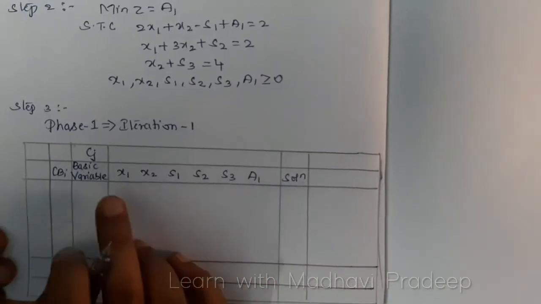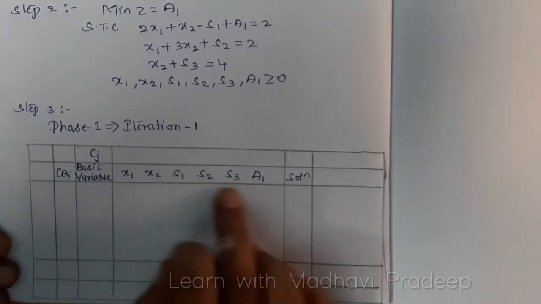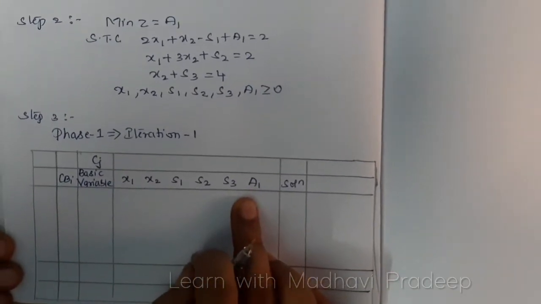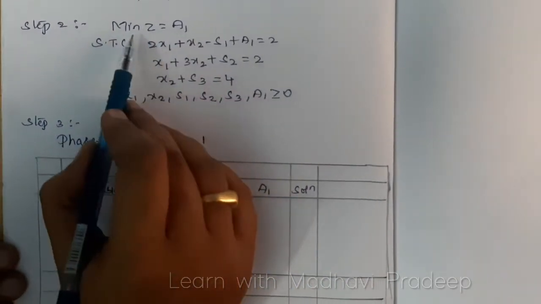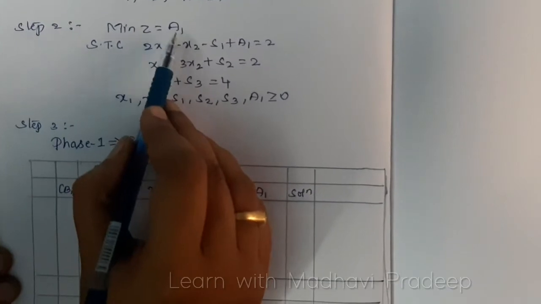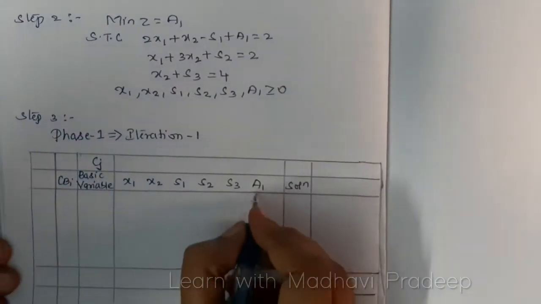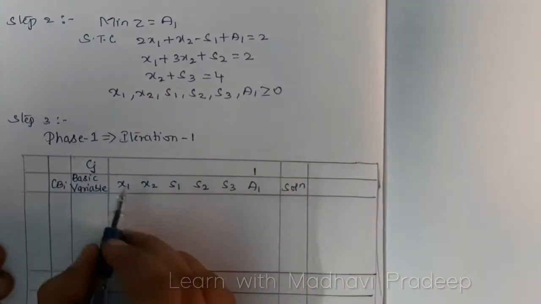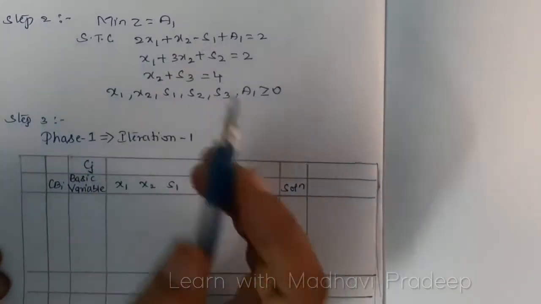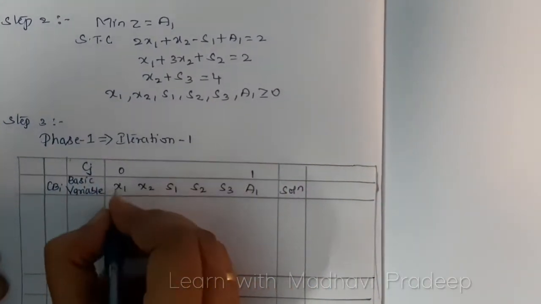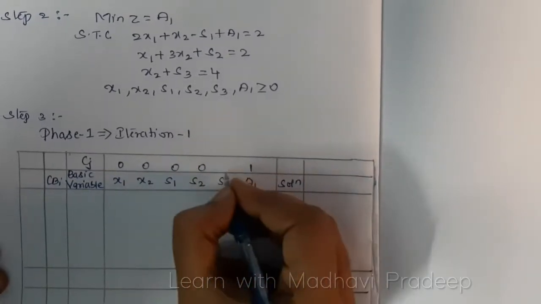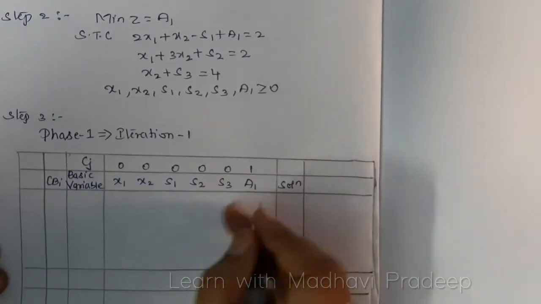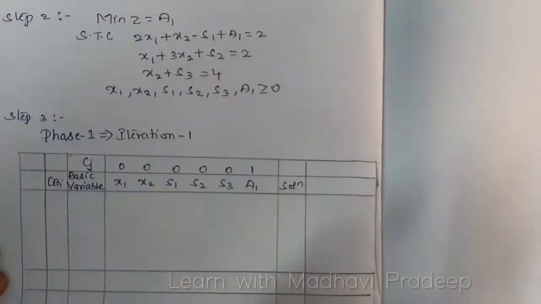Now let us take down the coefficient value for all the basic variables from the revised objective function. So this is the revised objective function. In the revised objective function we have only a1, so the a1 value will now become 1, and all the other variables we don't have in the objective function, so their value will become 0. For x1 it is 0, x2 is 0, s1 is 0, s2 is 0, s3 is 0, and a1 value is 1 because a1 we have here.